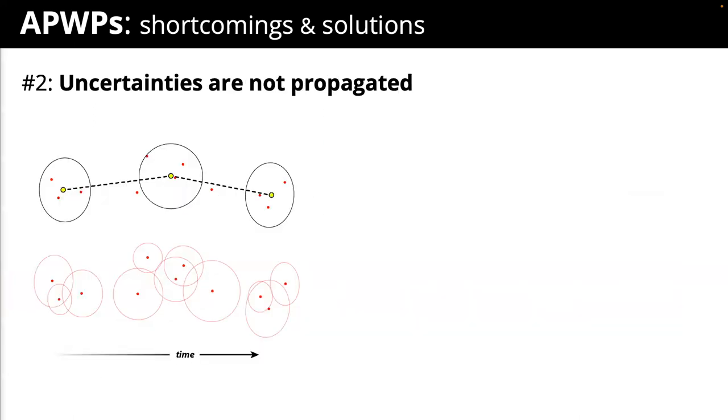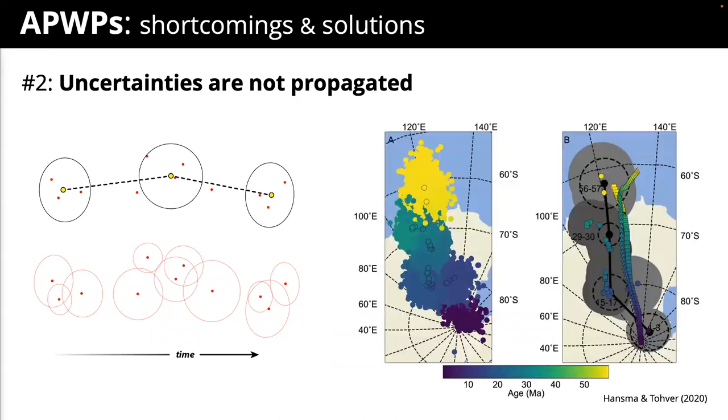Okay. Second issue, uncertainties are not propagated. So Dowie already talked about this, of course. A perfect example of this is that we're looking at the A95 here on this mean pole position. This is only reflecting the uncertainty in the position of these means of the underlying study level paleopoles, not their constituent uncertainties, their constituent spatial uncertainties, right? That's not being propagated into the mean estimate.